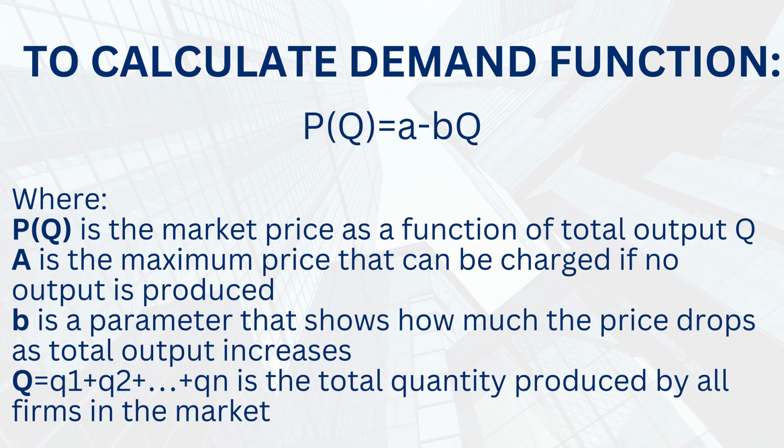The demand function is typically written as P(Q) = A - BQ, where P(Q) is the market price as a function of total output, A is the maximum price that can be charged if no output is produced, B is a parameter that shows how much the price drops as total output increases, and Q = Q1 + Q2 up until Qn. It is the total quantity produced by all firms in the market.